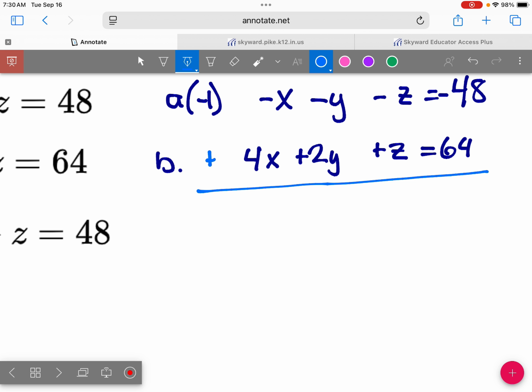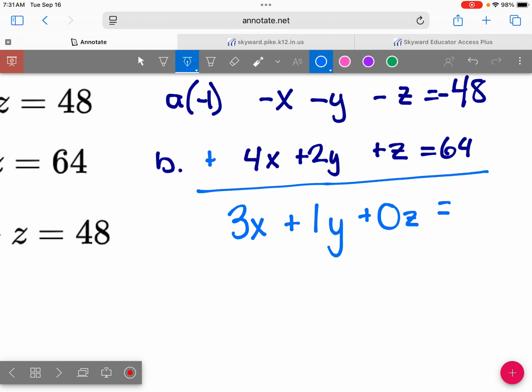What do we get when we add minus x plus 4x? 3x. We get a 3x. What happens when we add minus y plus 2y? 1y. We get a plus 1y. What happens when we add minus z plus z? 0 z's. Kind of the whole point. We did that to get our z's to cancel out.